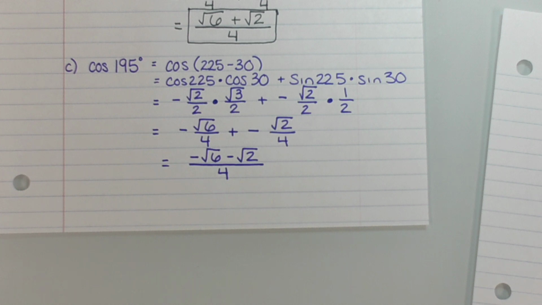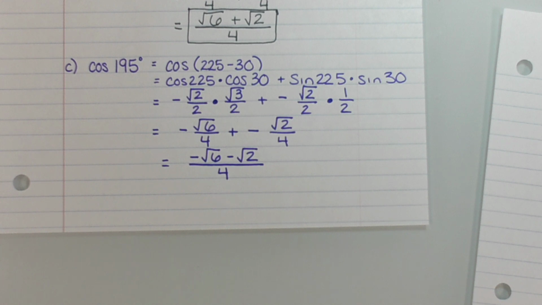I add them. Does it become a negative root 4? No. Becomes negative root 6 minus root 2 all over 4. That is one acceptable way to write the answer, but you have to be careful of where you put your negative.